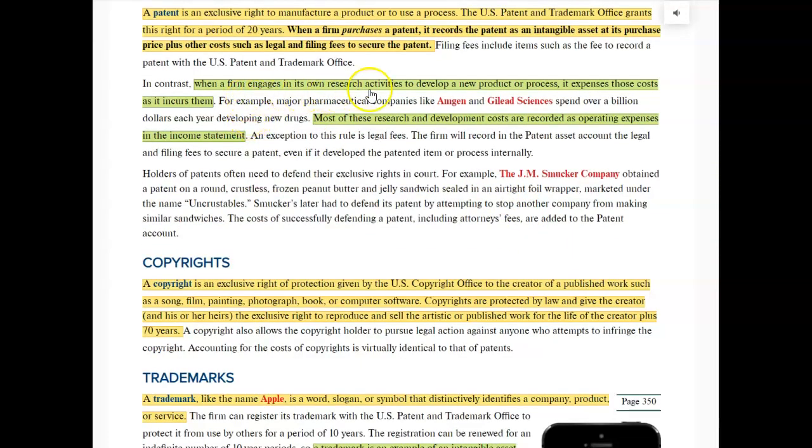Now, a firm could develop a new product and patent that product or whatever, but again, most of the R&D cost would be expensed to the income statement. Legal expenses, they would be capitalized, but the research and development cost would be expensed.